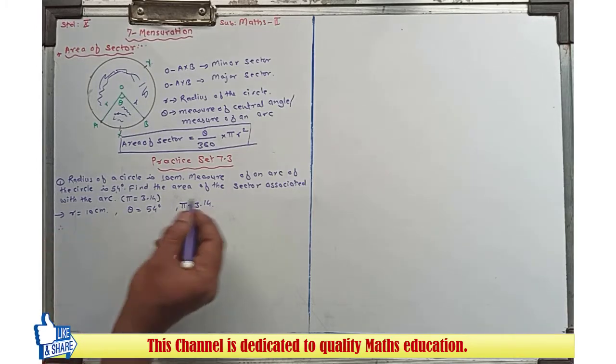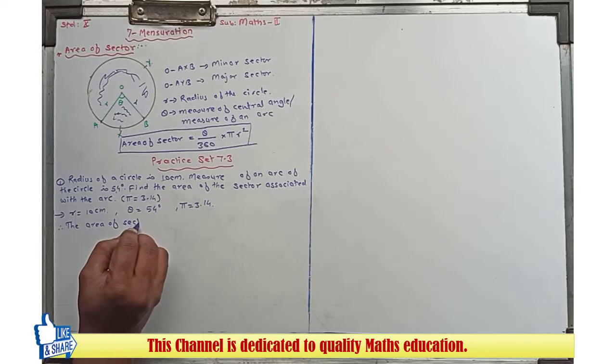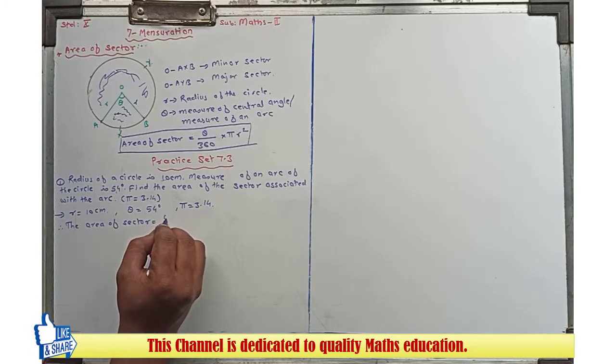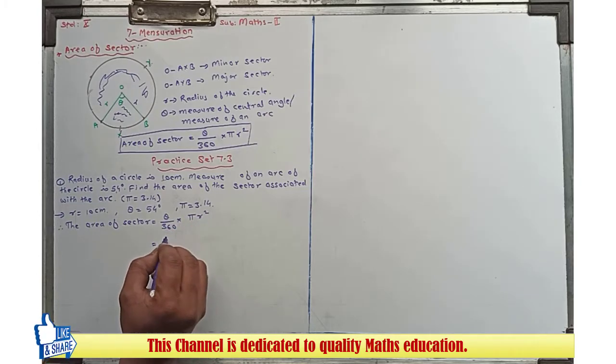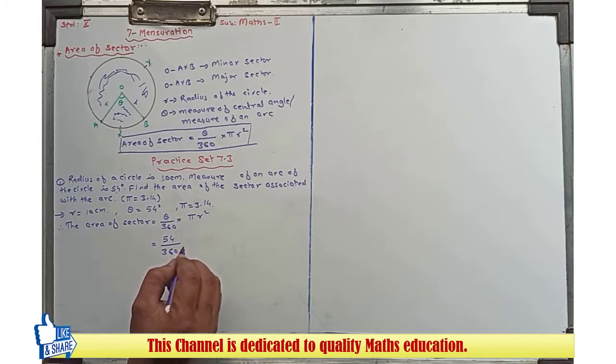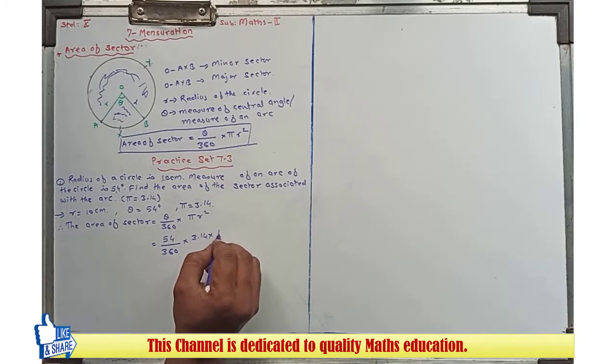Then we write the formula to find the area of sector. The area of sector is equal to theta upon 360 into pi r square. Value for theta is 54 upon 360 into pi, that is 3.14, into r square, that is 10 square.